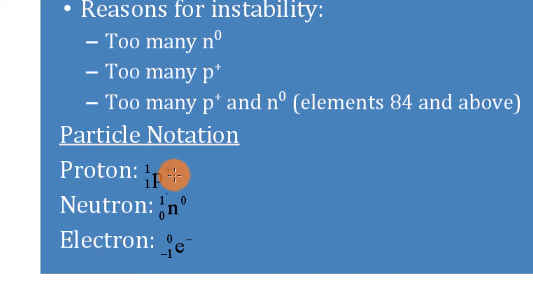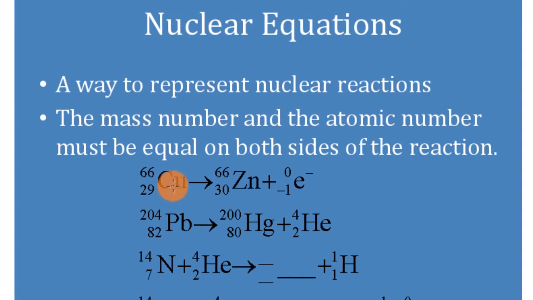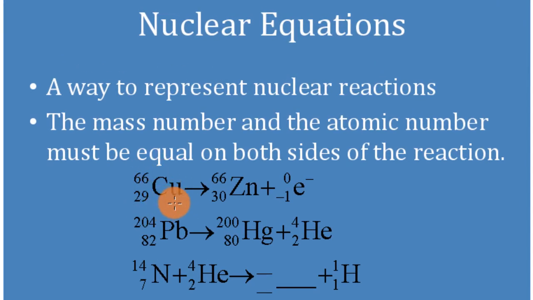Here's some notation. So keep in mind, this is how we represent protons, neutrons, and electrons. That might be useful as we go through this unit. And let's take a look at the last section in this video lesson, which is on how we represent this. So let's say that we have copper 66. Okay, this would be an isotope of copper. So this particular isotope of copper is unstable. What it's going to do is break down and create zinc. Okay, so you get zinc 66.